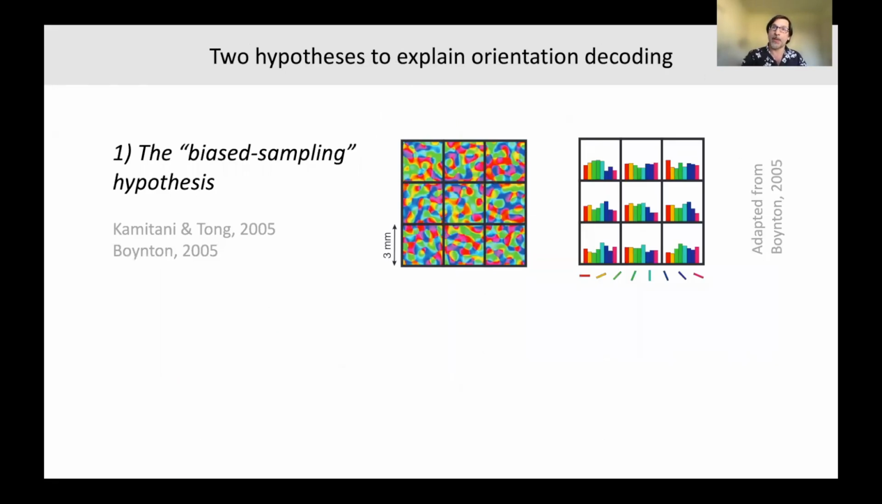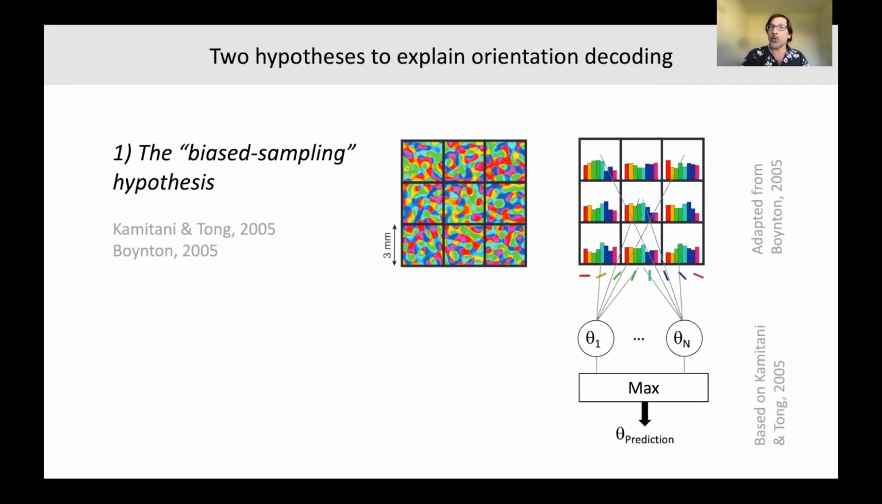The bias sampling hypothesis proposes that grating orientation information originates from the bias sampling of cortical columns by different fMRI voxels. As shown to the right, idiosyncratic voxel responses result from slightly different proportions of orientation-tuned neurons being sampled by different voxels. By pooling such small but systematic orientation signals across voxels, a multivariate decoder might correctly classify the orientation of a visually presented grating.